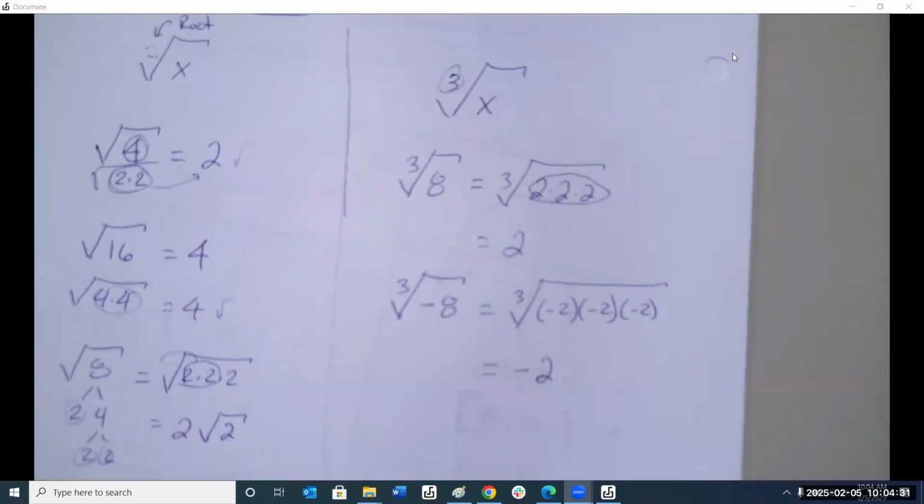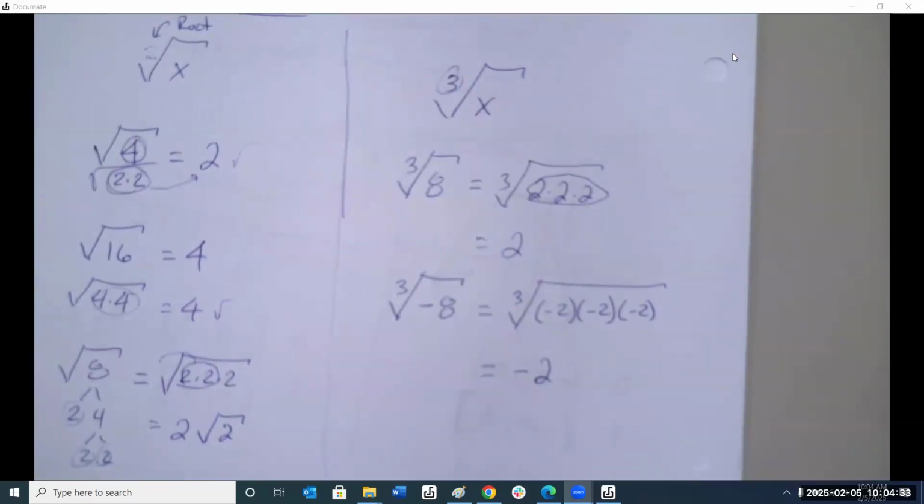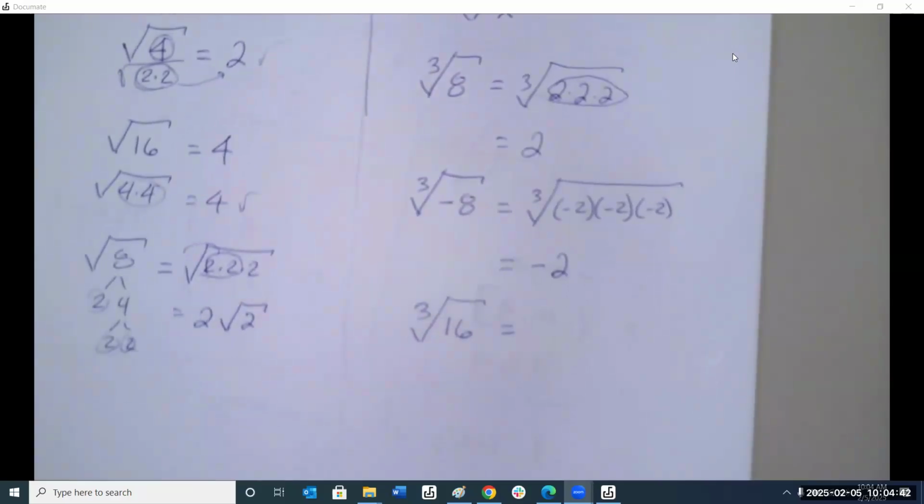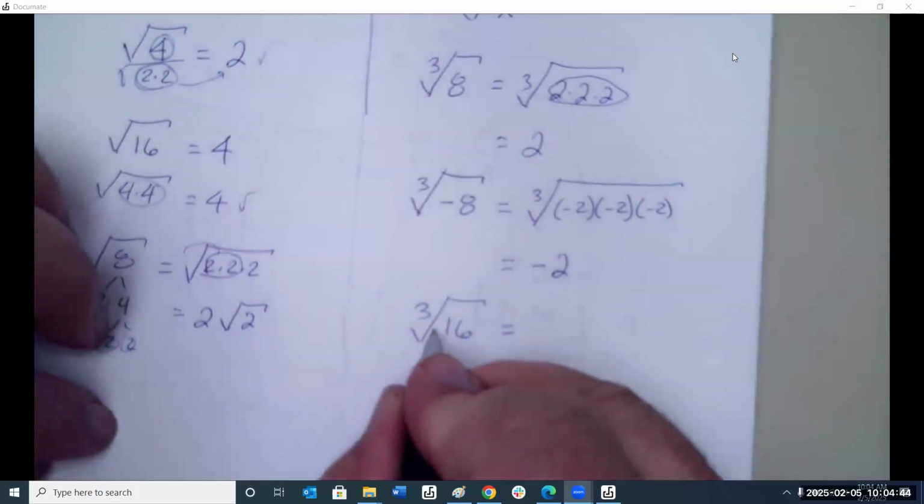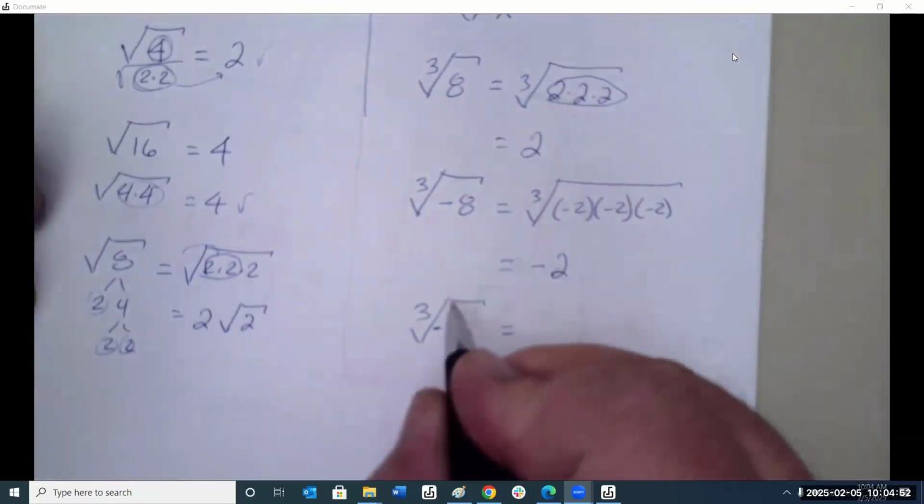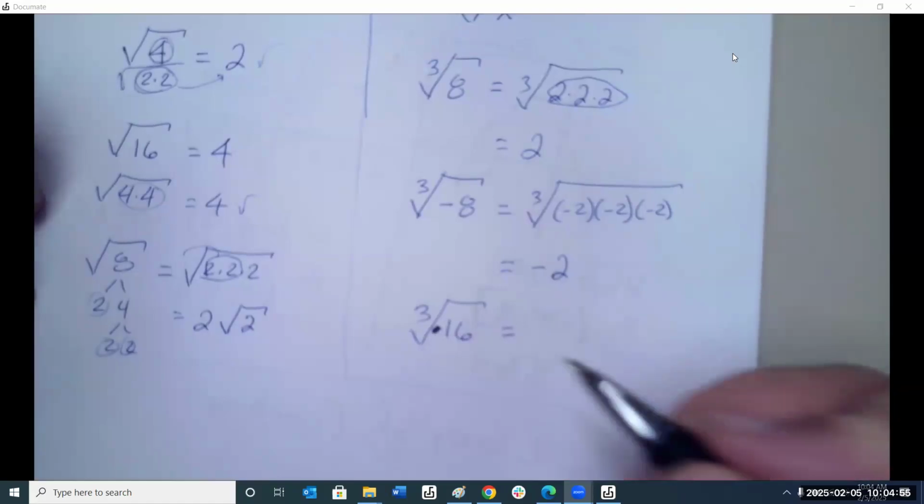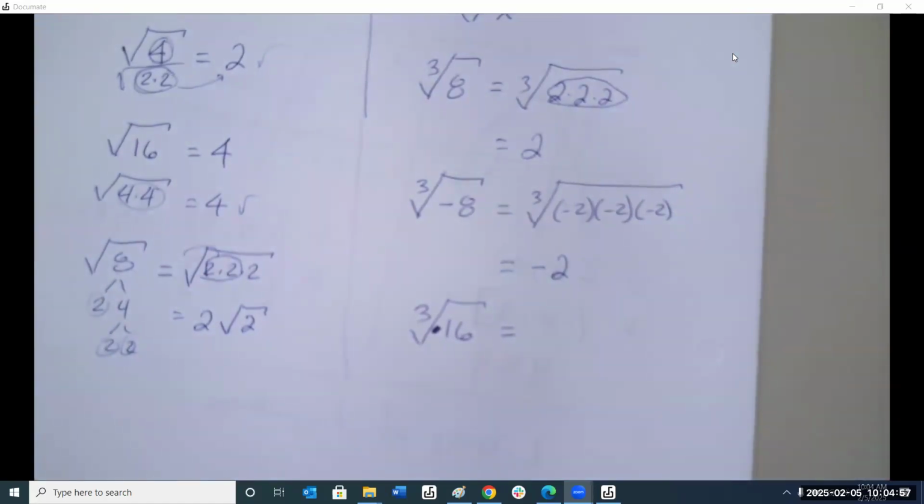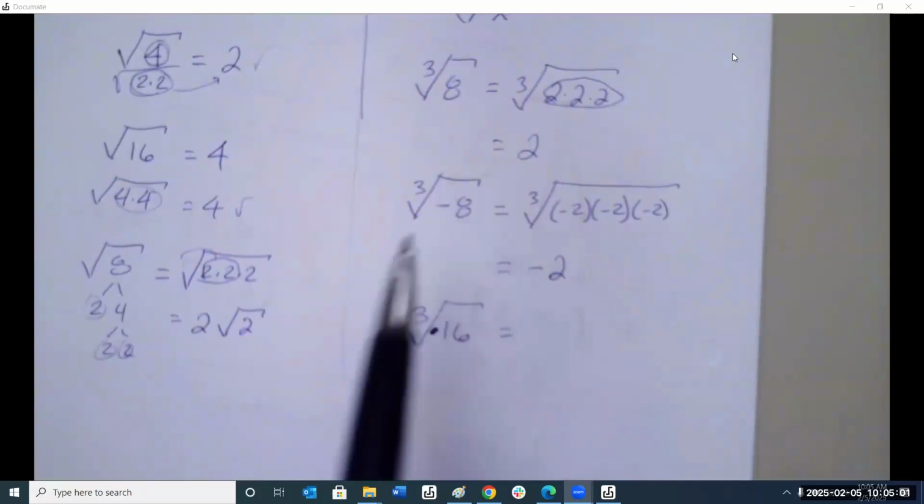So far, so good? So the cube root of 16 would be what? Or actually, cube root of -16. So I see some of y'all just got glassy eyed. Let's do positive 16. Because inside cube roots, you can have positives or negatives.